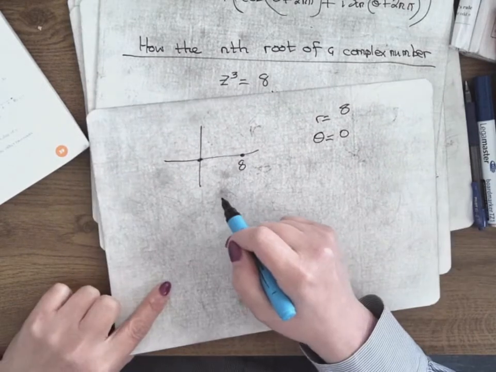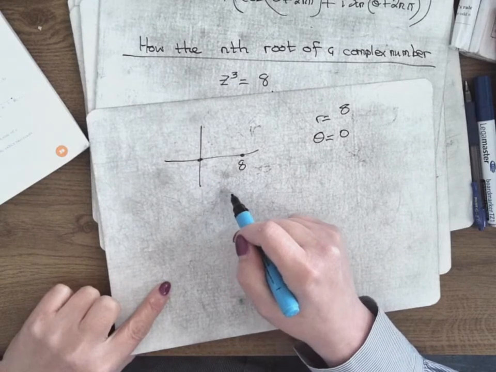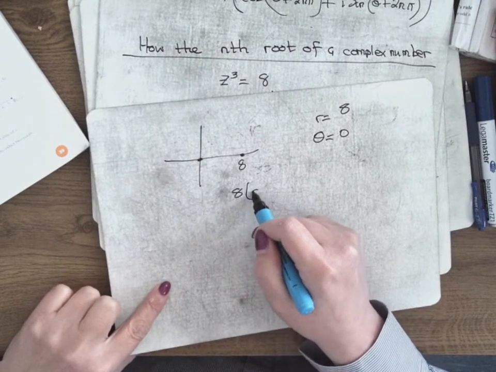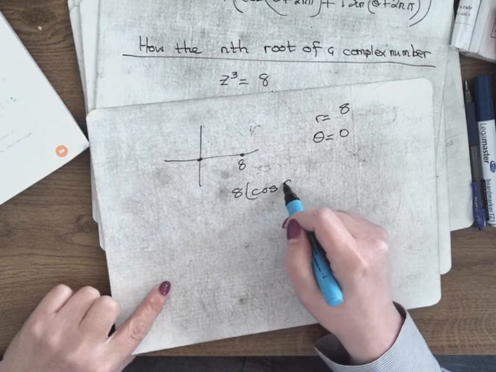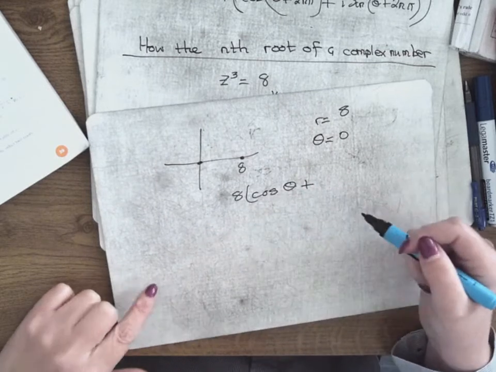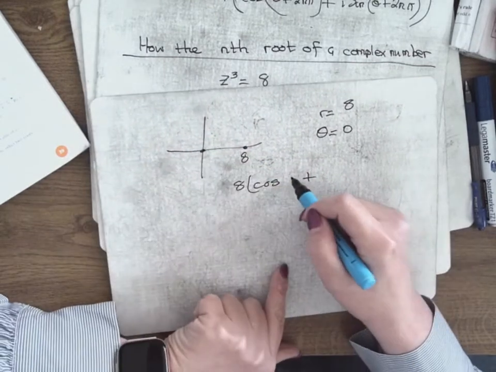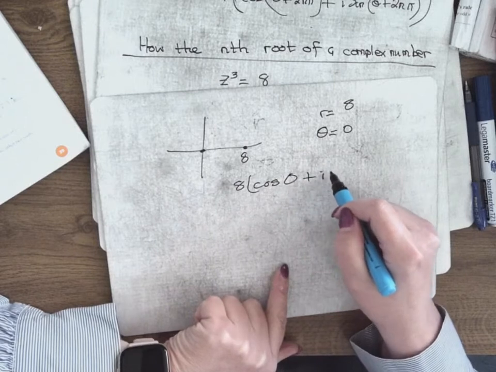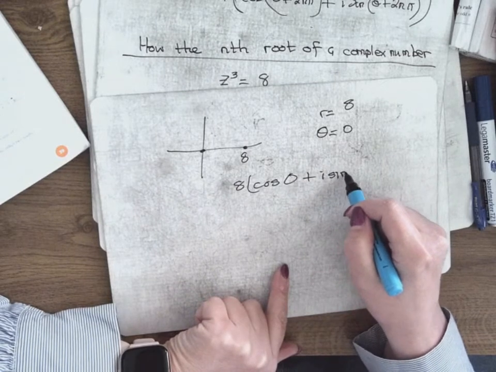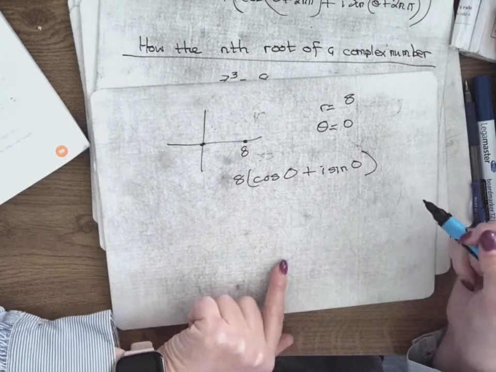Okay, so in polar form, that would be written as 8 times cos of 0 plus i sine of 0. Sorry, that should be a 0, not theta. That's it in polar form.